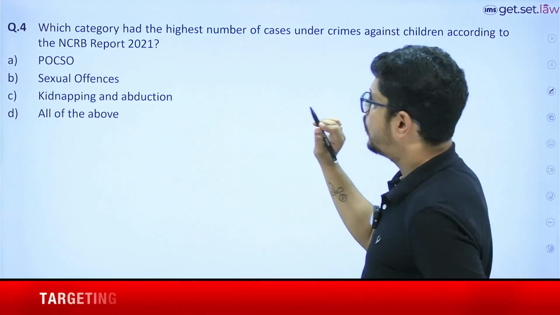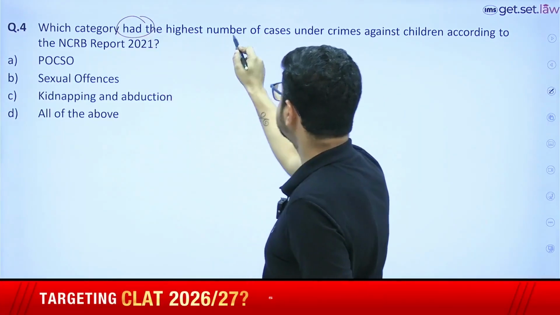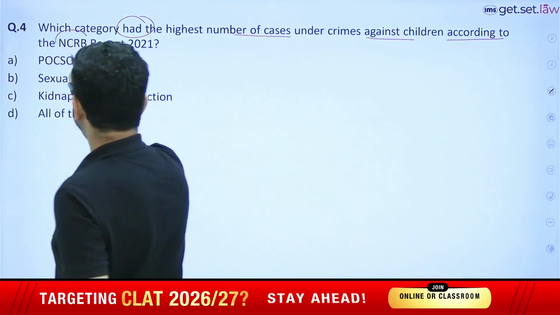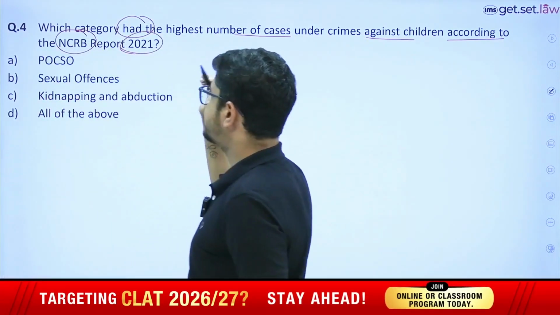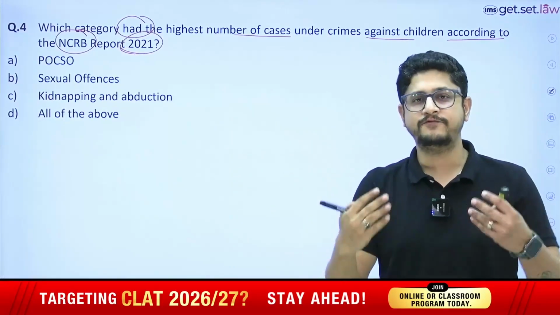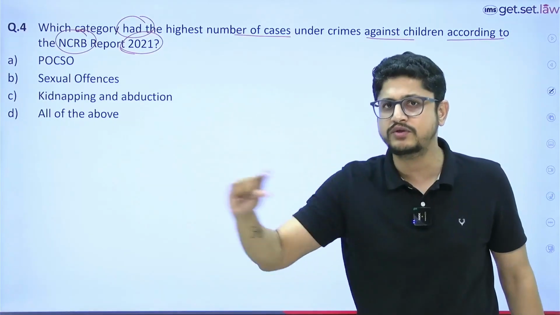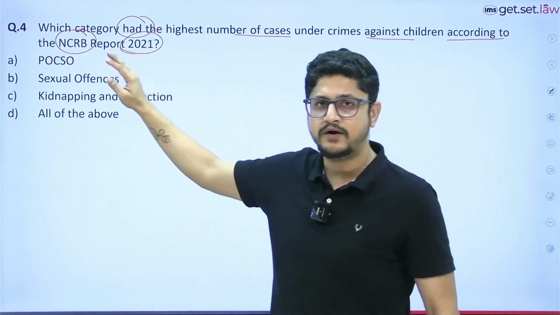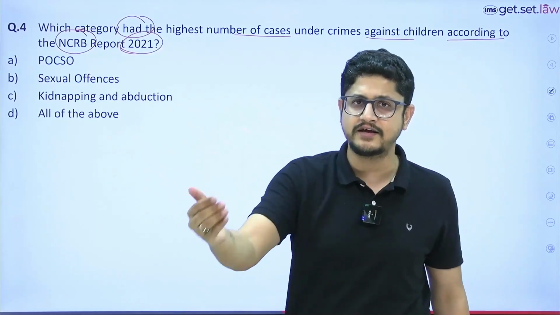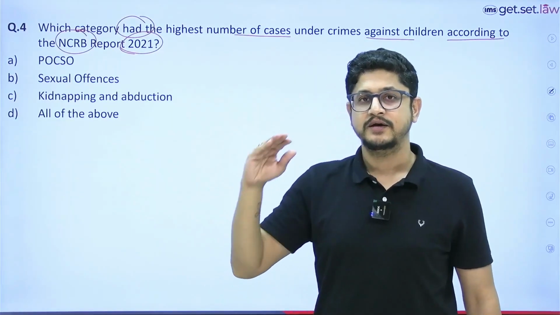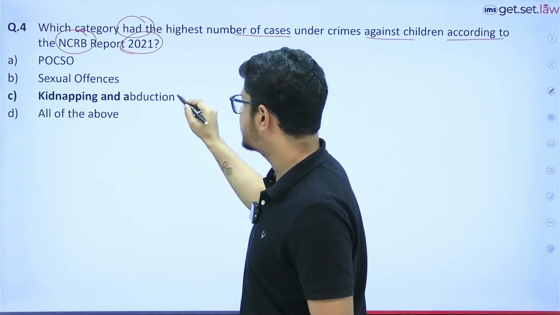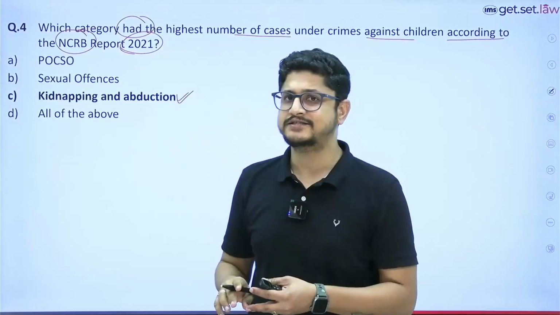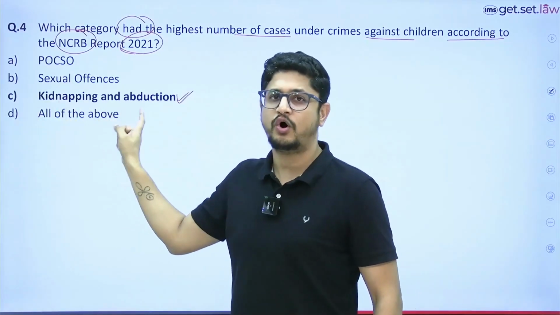Next we go, which category had the highest number of cases under crimes against children according to the NCRB report 2021. अब इसमें when you go to the paragraph and refer to it, the majority one statement में खुद दिया है, go to the paragraph, check it up, that it is not related with POCSO or the sexual offences. These are there, 47,000, 43,000 is there, but the majority one is in line with kidnapping and abduction से related है.